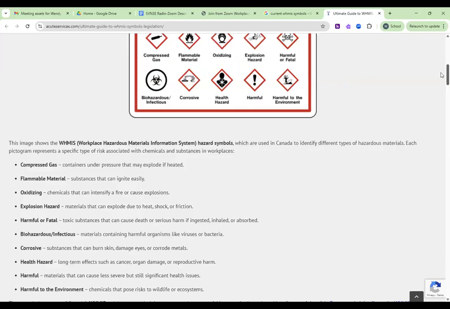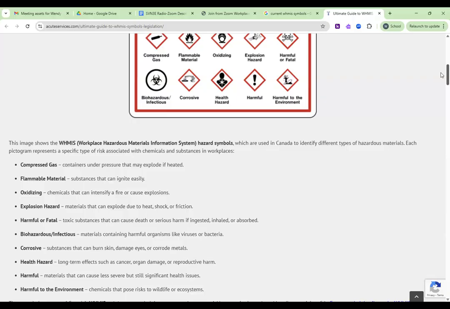So maybe not as severe, but still can cause health issues. And the last one is harmful to the environment. So that one means that you can't just throw it in the dump. You want to be careful when you're disposing of that one. It shows a tree and water, and you want to be careful that you're not just throwing that out, that you're going to take care to make sure that it's used properly and disposed of properly.